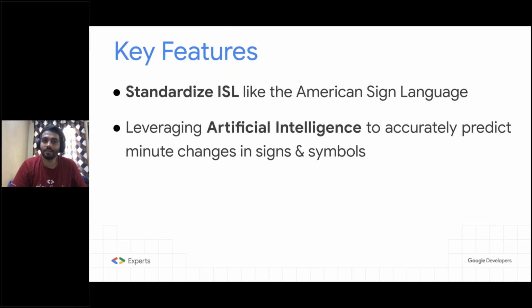Second, leveraging AI so that you can account for the minute changes in signs and symbols. There are two changes in sign language that I have noticed. First, there are minute changes, which means that for a certain sign, the gesture could be not an exact copy of the gesture that is given in the books or the textbooks.